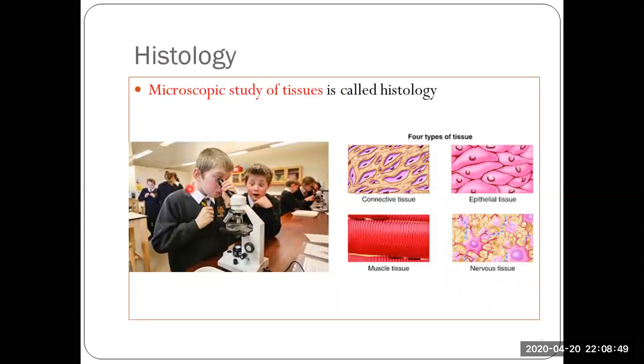Coming towards histology. Histology is the microscopic study of tissues. You might remember that we have already studied how tissues are formed. When different cells work together collectively, they form a tissue. In this tissue, which is called epithelial tissue, you see different cells lying nearby each other, one cell, second, third and fourth, working as a complete unit. There are different types of tissues: connective tissues, muscle tissues, nervous tissues, epithelial tissues. When we study them under a microscope, it is called histology.